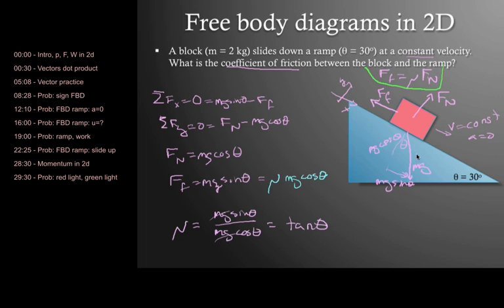So for it to slide down at a constant velocity, this coefficient of friction has to be equal to tangent theta. And so I could solve for mu, plugging this in, and I'm going to get 0.577.